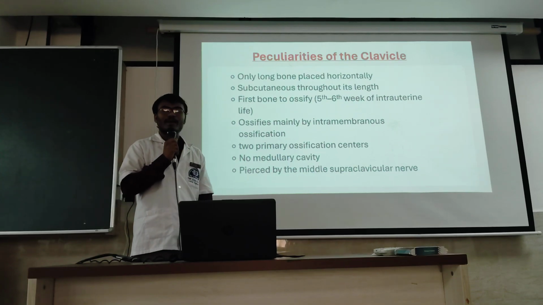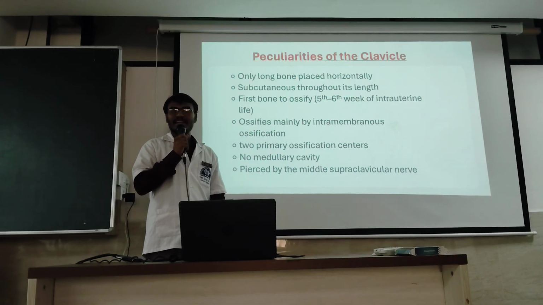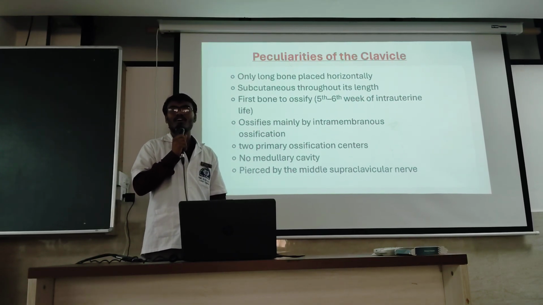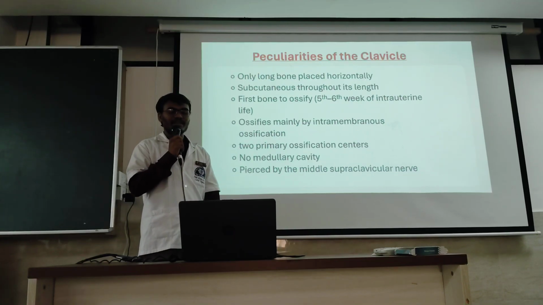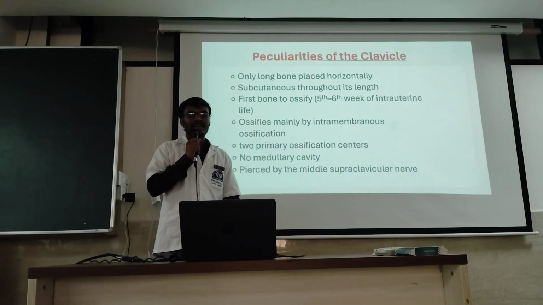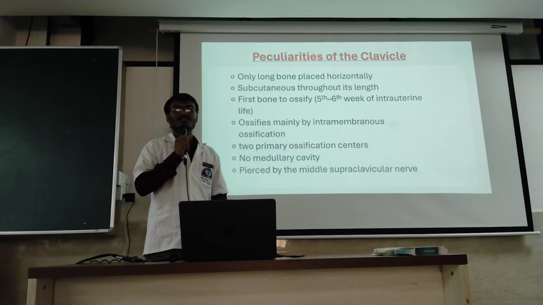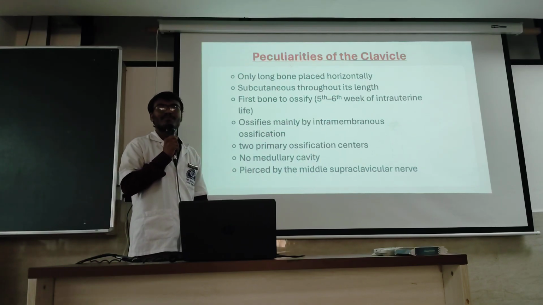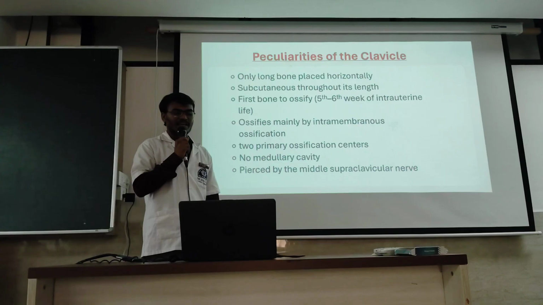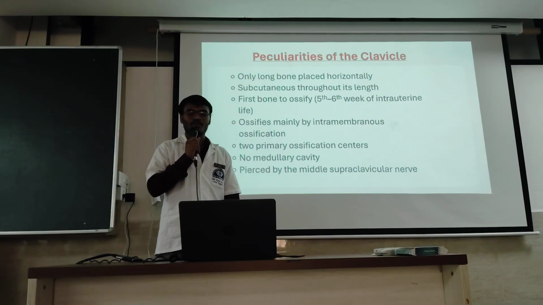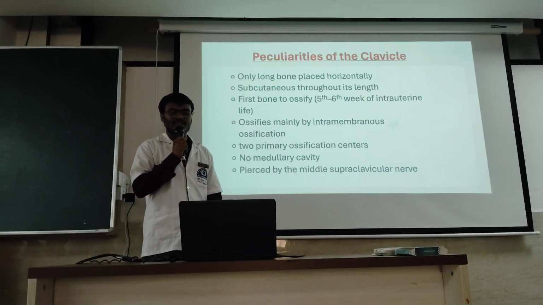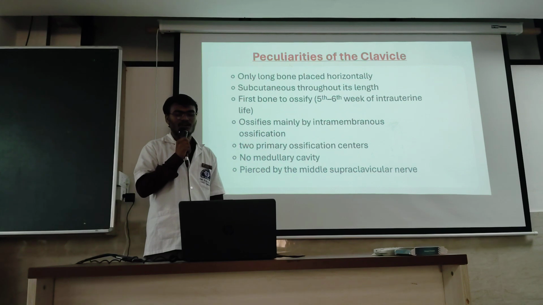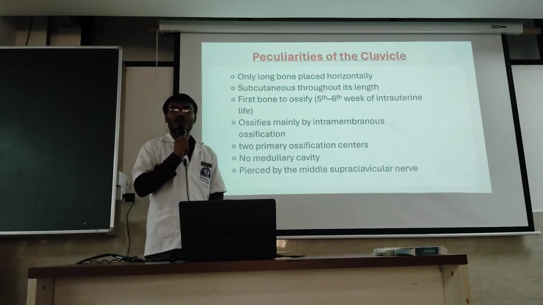Now there are some peculiarities of the clavicle which make it different from other long bones of the body. It is the only long bone which lies horizontally. It is subcutaneous throughout its length, so we can easily feel it under the skin. It is the first bone to ossify, starting in the 5th to 6th week of intrauterine life. Unlike other long bones, it ossifies mainly by intramembranous ossification. It has two primary ossification centers, one for the lateral part and another for the medial part.